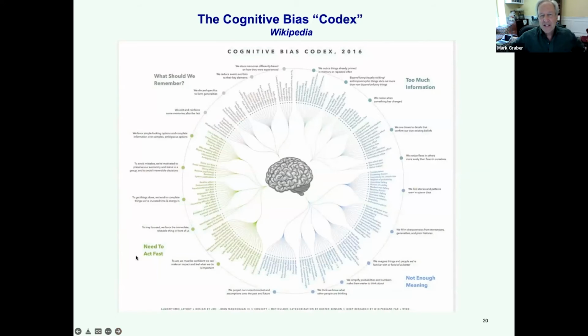If you get interested in these so-called biases, it's a fascinating area. You can go to Wikipedia and get the latest compilation. Here's the one from a couple of years ago. This is 5 years old now. And at that point, there were already 150 different cognitive biases that had been identified, and I'm sure there's more now.